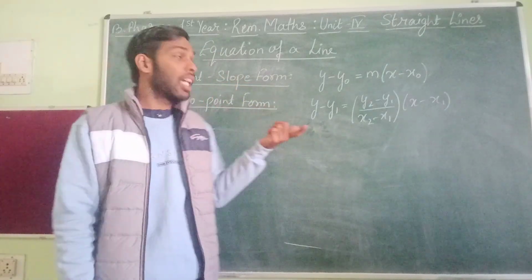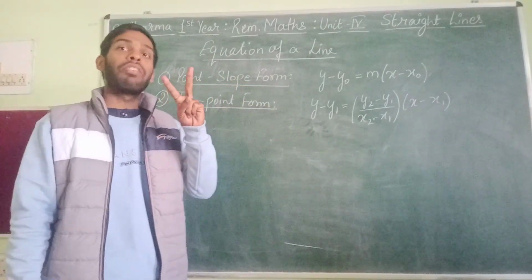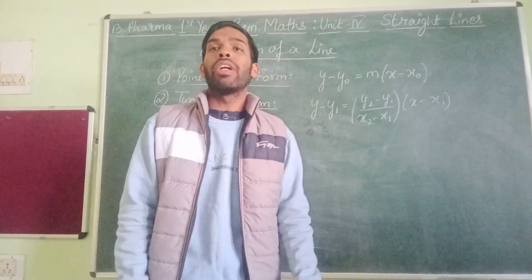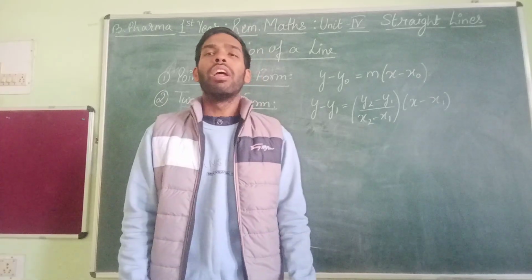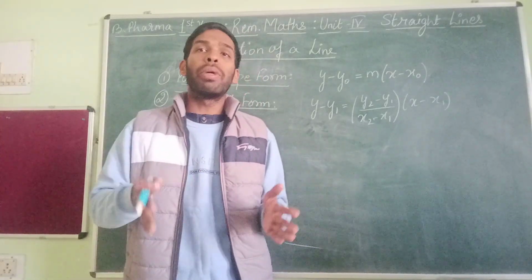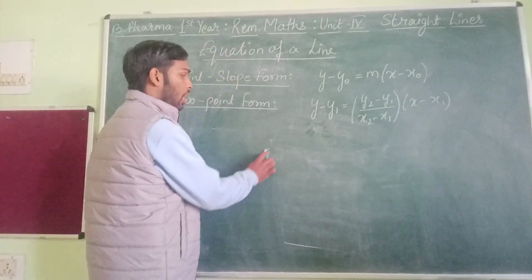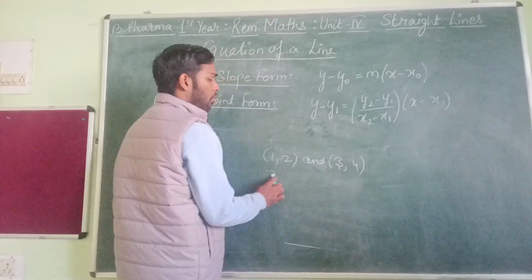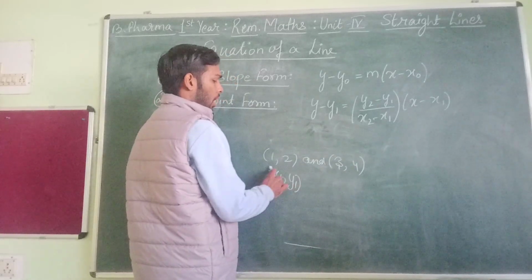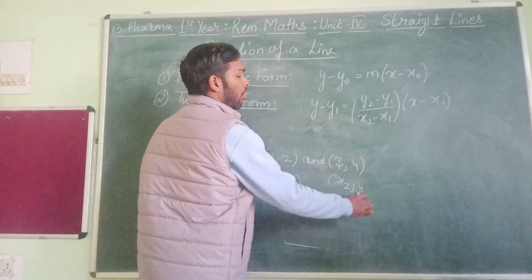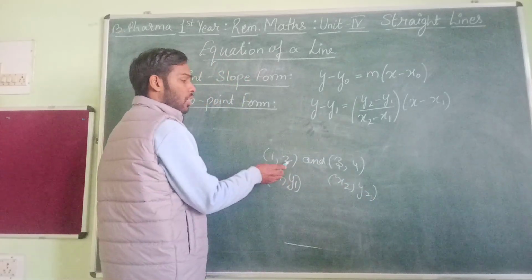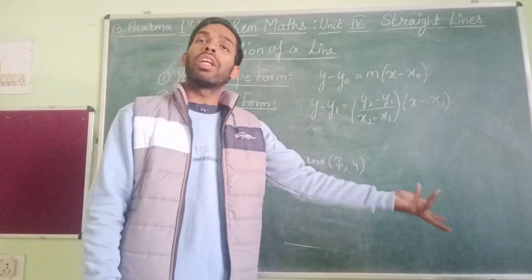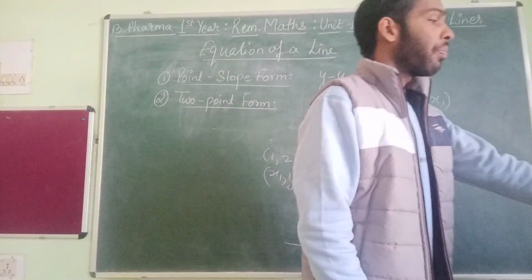Why are we writing x1, y1? Because we are having 2 points. The first point will be denoted by x1, y1 and the second point by x2, y2. Let me give an example. Find the equation of a line passing through the points (1, 2) and (3, 4). The first point will be x1, y1 and the second point x2, y2. That means x1 is 1, y1 is 2, x2 is 3 and y2 is 4. Put all the values in this form, you will get the equation of the required line.